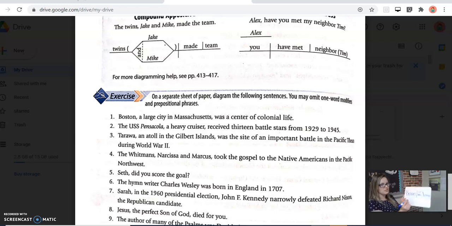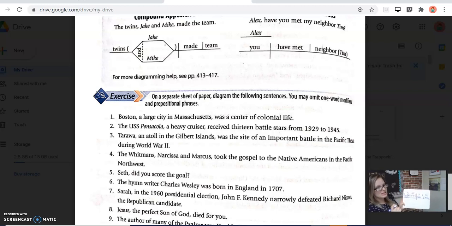Now, I need to edit this because I did not include my appositive. So I need to make a little space here, and I'm going to write a little smaller. Boston. And now I have an appositive that's a whole phrase, a large city in Massachusetts. I'm going to put Massachusetts in parentheses. A and large are modifying city, so city is my noun, and city is actually the appositive. So city goes in parentheses, C-I-T-Y. Now I have my subject, my linking verb, my predicate nominative, and my appositive, all right here. And that, my friends, is how you do this.